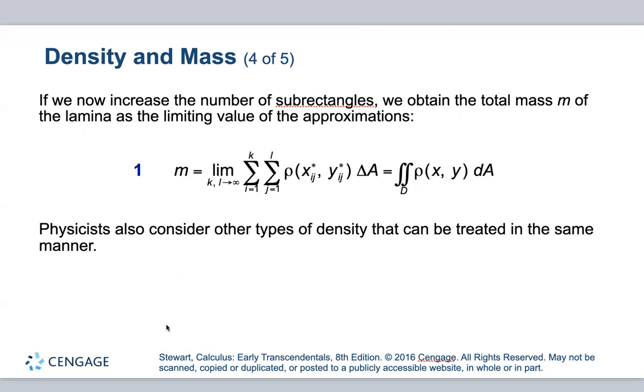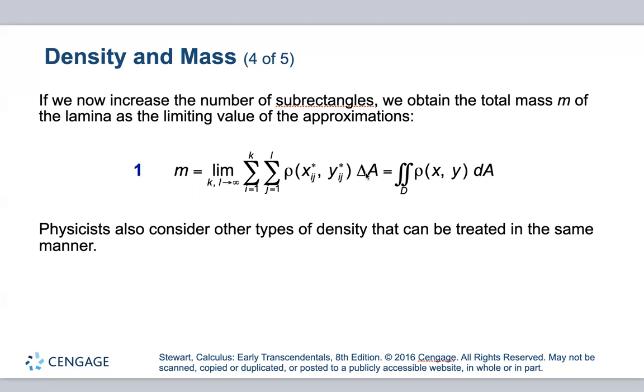Now you put in more and more sub-rectangles. In fact, you start putting in so many that you let the number in the i direction and the number in the j direction go to infinity. So what happens when you do that? Well, you get a Riemann sum, and if you stare at this for a minute, you see that's the double integral over D of rho of x and y dA. So there's the mass.